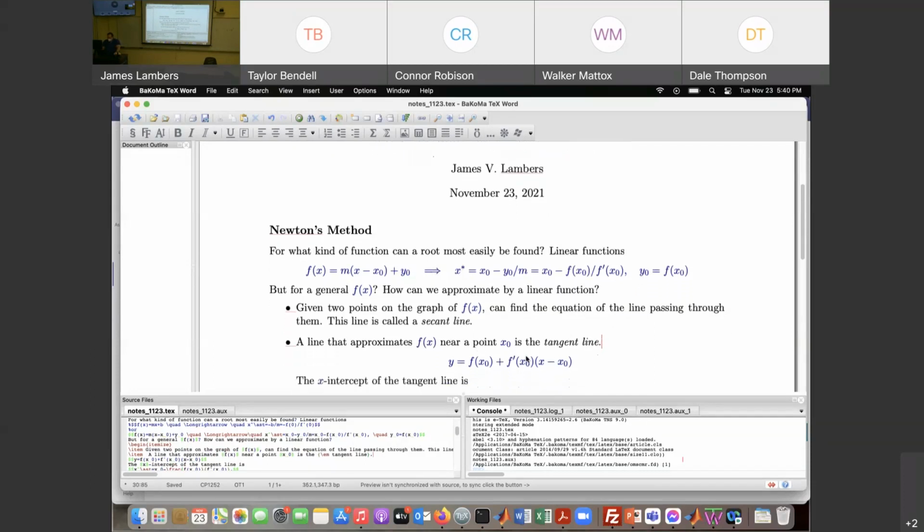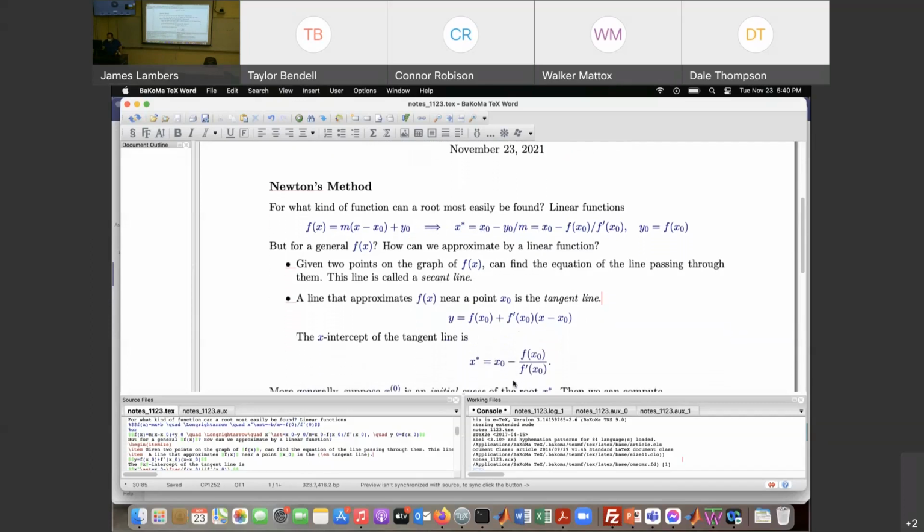So what we have here is for a given general function f of x, we make a tangent line approximation at some point x naught. So x naught would be some sort of initial guess at the root. As done up here, you go ahead and find the x-intercept, and that's the same formula that I showed you right here. It's just that in the case of a linear function, this slope happens to be constant, but here it's whatever the derivative is equal to at x naught. Hopefully it's non-zero. So now we have an approximate root.